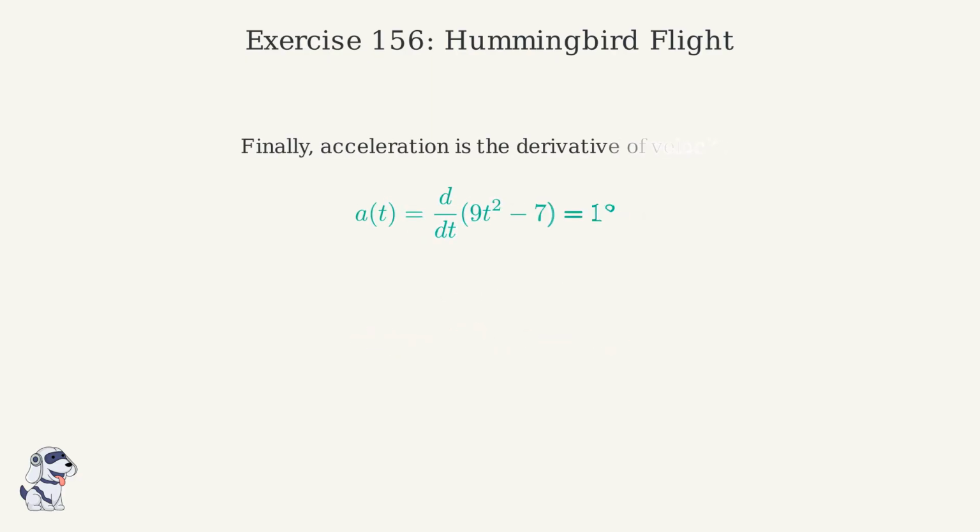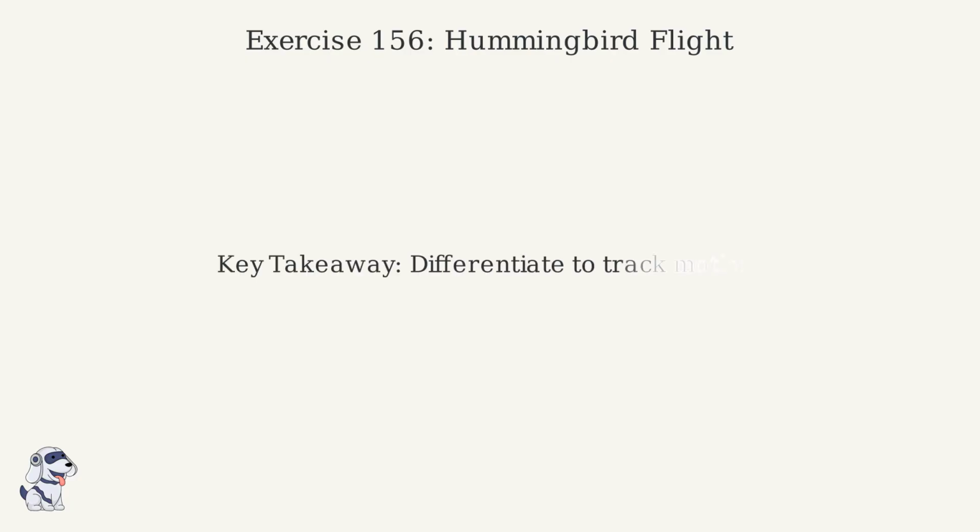Acceleration is the rate of change of velocity. Differentiating 9t squared minus 7 gives us 18t. It is that simple to track motion. Remember, position leads to velocity, and velocity leads to acceleration.